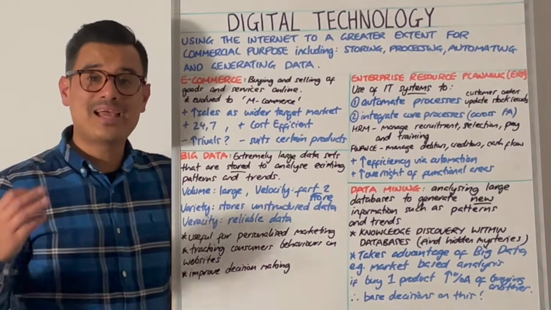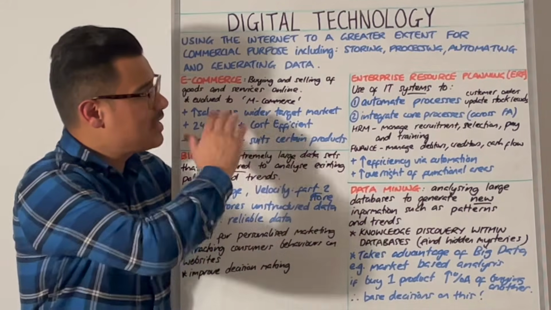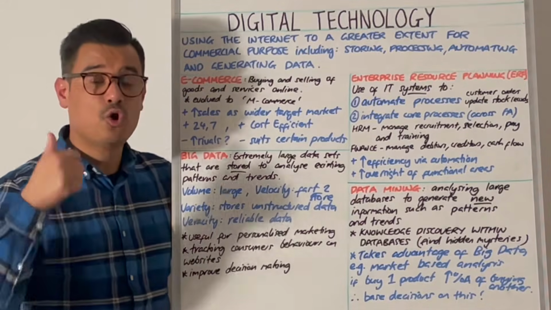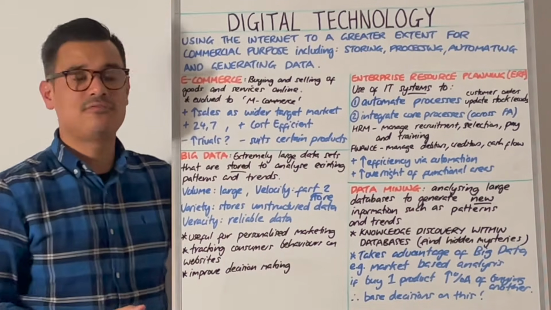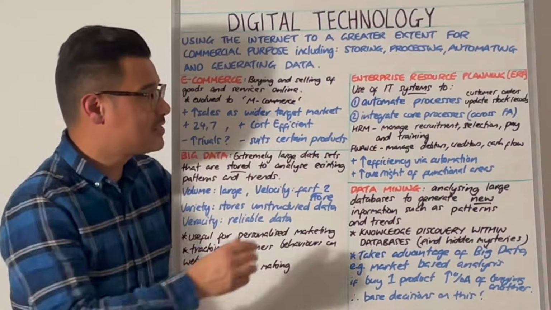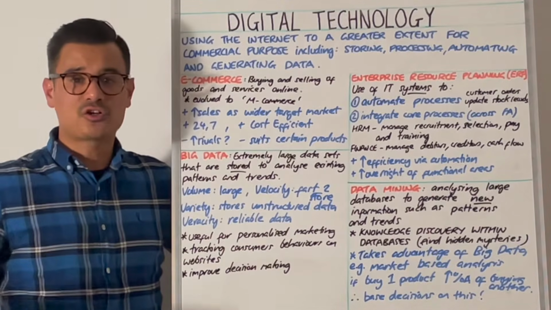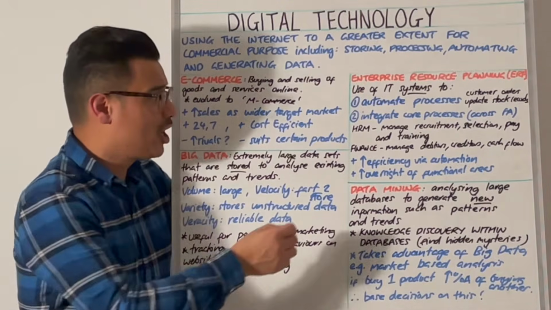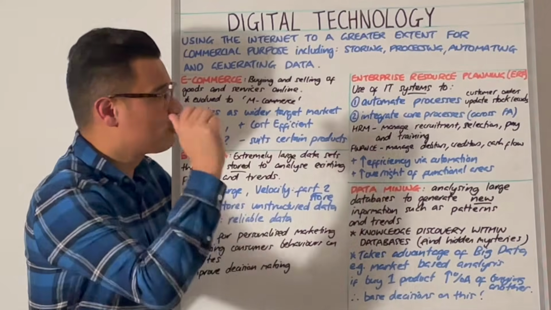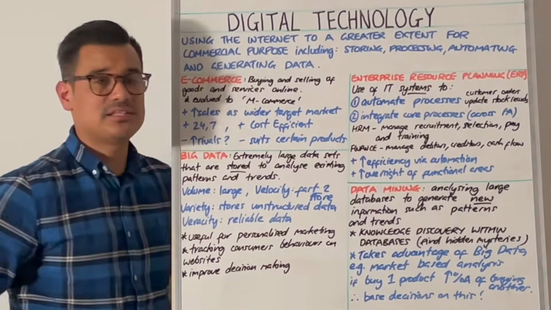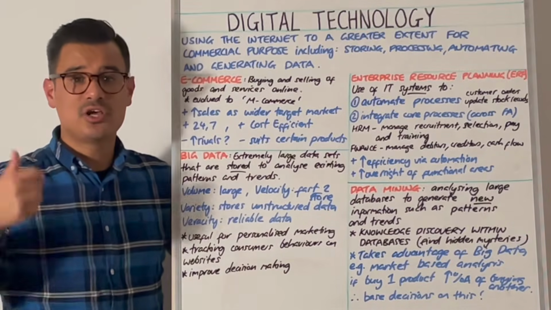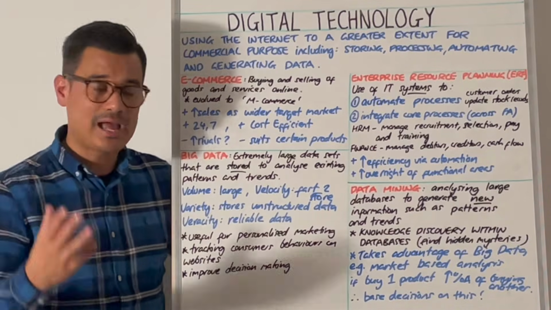So ERP is enterprise resource planning, and that is the use of IT systems to automate processes that could be customer orders or to update stock levels, and also to integrate core processes across functional areas. For example, in the HR department, it could be used to manage the recruitment, the selection, the payroll, the training of employees. Or in finance, it could be used to manage debtors, creditors, and therefore the corresponding cash flow.